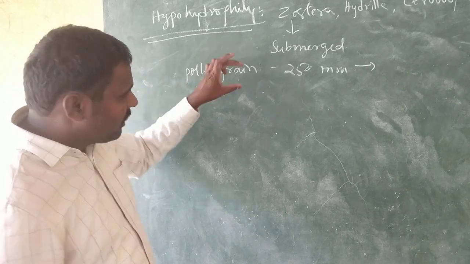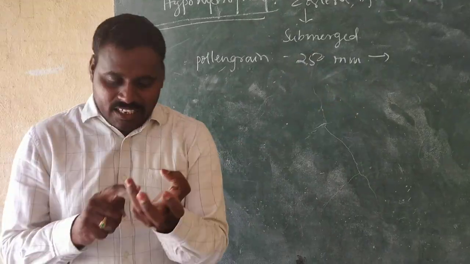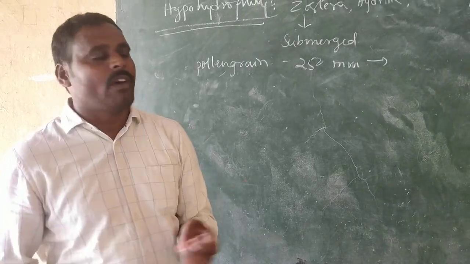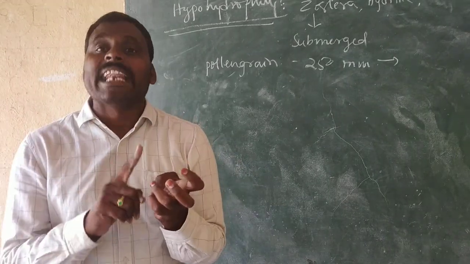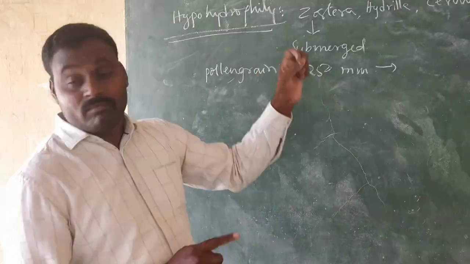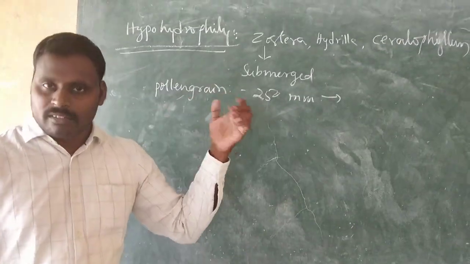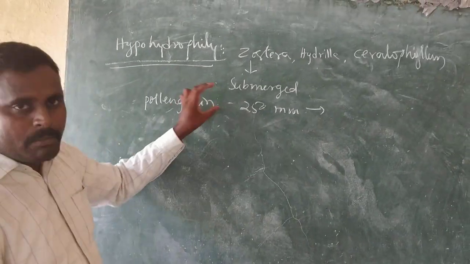And moreover, these pollen grains are always present inside the water. You may ask, how can they always be inside the water? That means the pollen grains have a specific gravity equal to that of seawater. Because of that reason, they are always present inside the water. So this is about pollen grains.